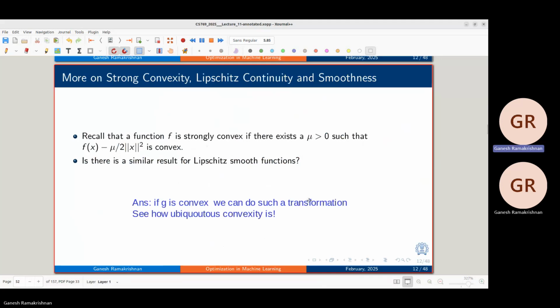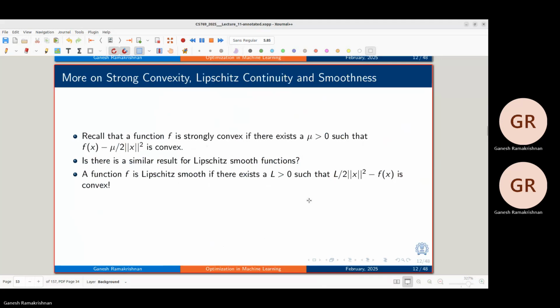And the answer is, of course, if G is convex, there's a transformation. But what is that transformation? Okay. That's one question I'm going to leave you with for this, right? So you have to derive this.